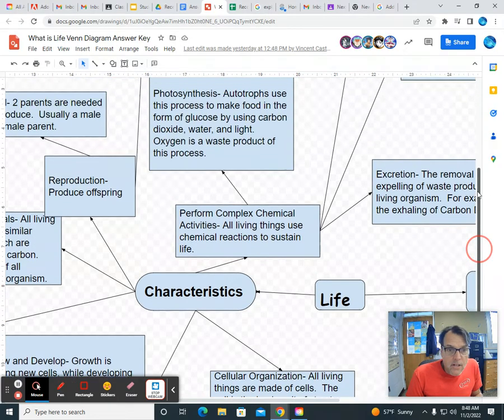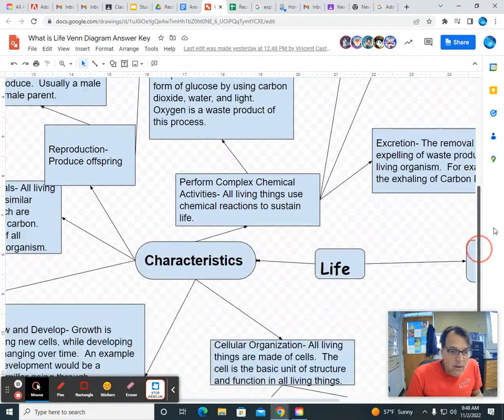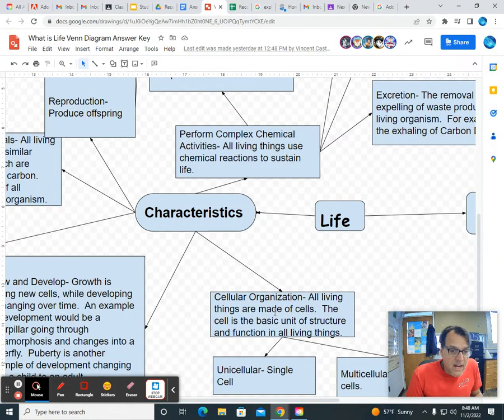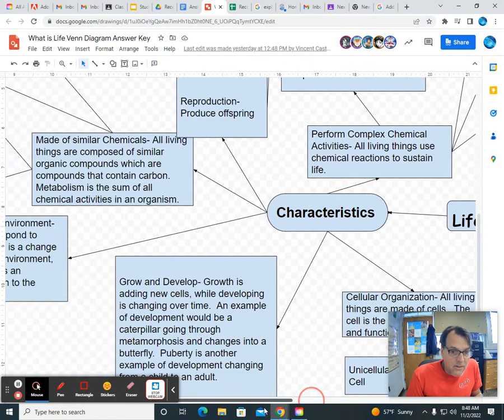Another characteristic of all living things is that all living things have cellular organization. They're made of cells. You're either unicellular, you have a single cell, or you're multicellular, where you're made of many cells. All living things grow and develop. Growth is adding new cells, while developing is changing over time.